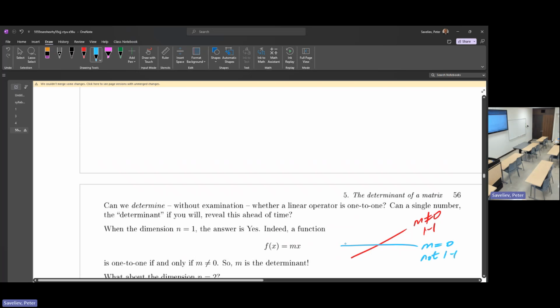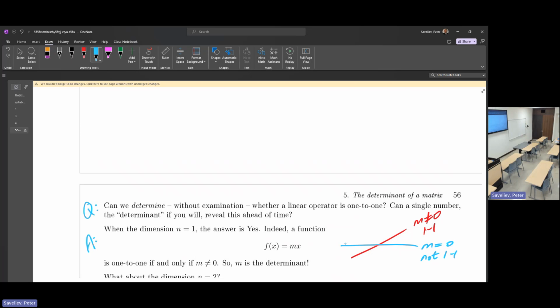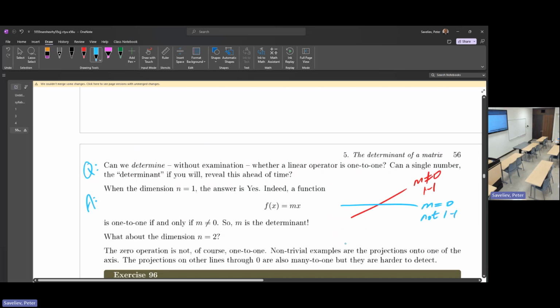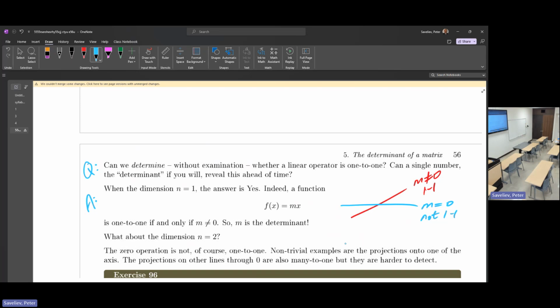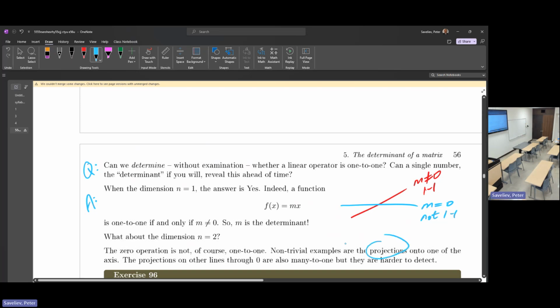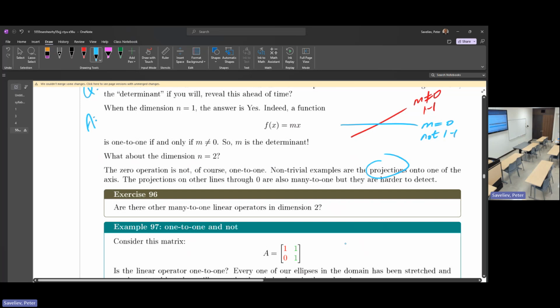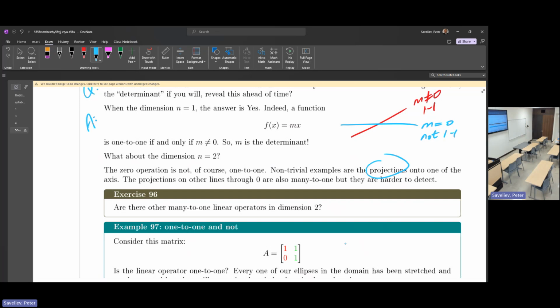So it does work out. The question that we ask here, the answer for dimension 1 is very simple, and it's as expected. One single number tells you whether or not the function is invertible, and that's it. So dimension 2 is way more complicated, but nonetheless we can sort it out. Okay, so once again, projections are the non-trivial examples of functions that we want to stay away from. Okay, so let's look at some examples.